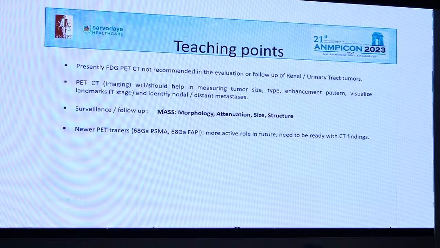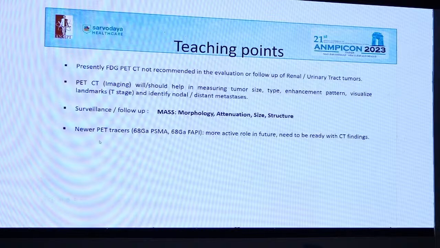it's nice to remember this acronym: MASS. MASS basically stands for morphology, attenuation, size, and status. These are the findings that have to be mentioned in the report, and also the change in them compared to the prior imaging needs to be a part of the report.